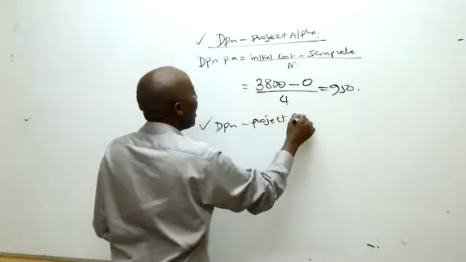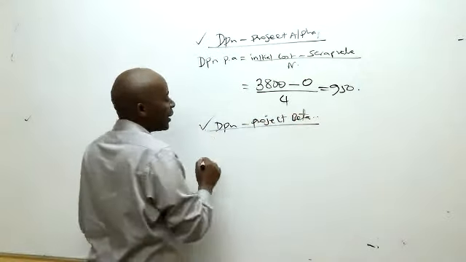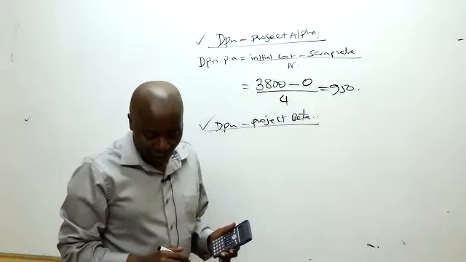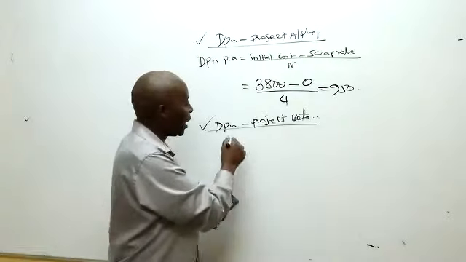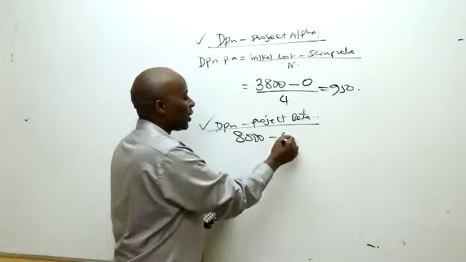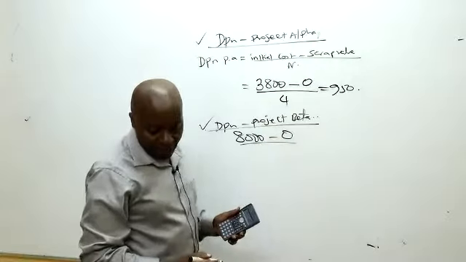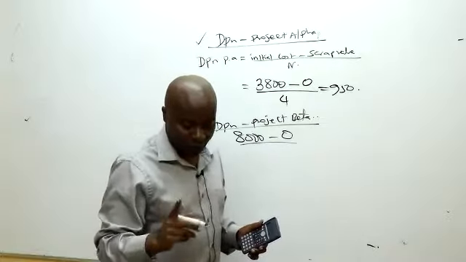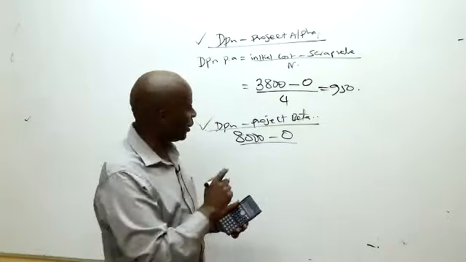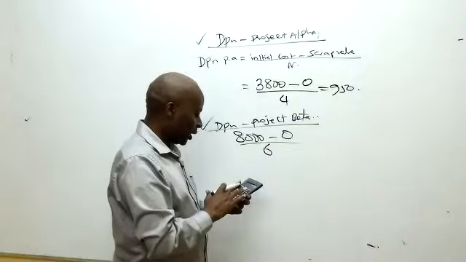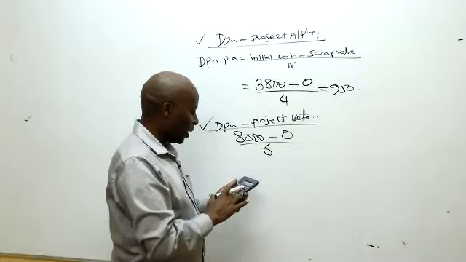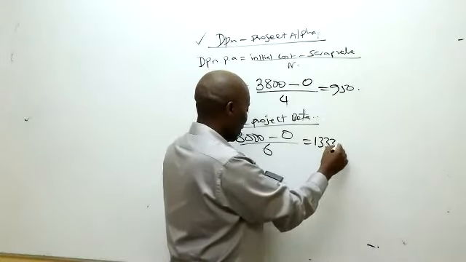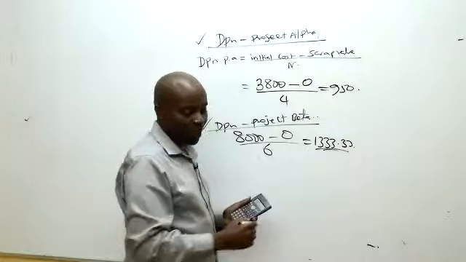From there, right away, come and give us depreciation for Project Beta. Depreciation Project Beta, ladies and gentlemen, we have the initial cost of Project Beta as 8,000, minus scrap, which is 0, divided by the useful life of Project Beta, given in note number 2, which is 6. So we have 8,000 divided by 6, which at the end of the day gives us 1,333.333 if we are correct.